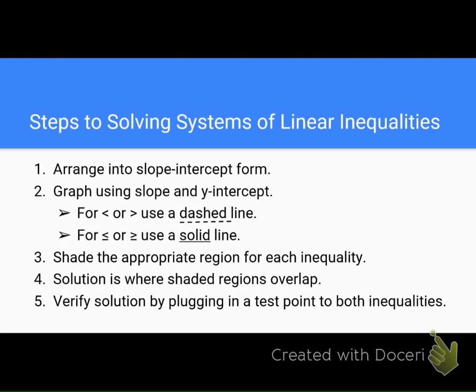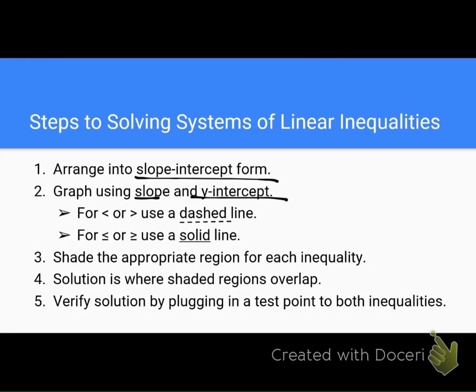Okay, here's a little bit more difficult of a concept. This is solving systems of linear inequalities. Here are the steps. So first we're going to arrange into slope-intercept form again, and we'll graph a line using the slope and y-intercept. But instead of an equal sign, we're going to have these inequality symbols. So when you see those, you're going to look to see if there's an equal involved. So if you just have less than or greater than, you're going to use a dashed line. And if you include the equals, so less than or equal to or greater than or equal to, you're going to use a solid line.